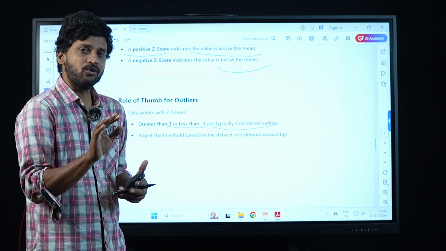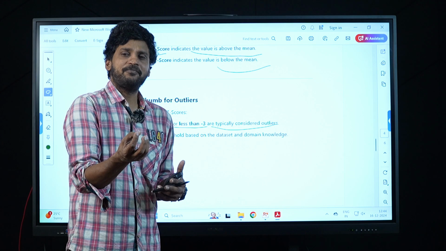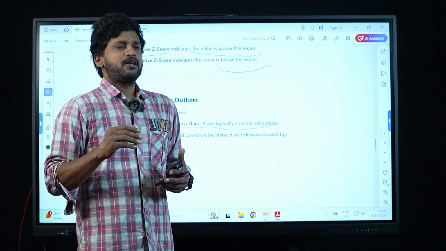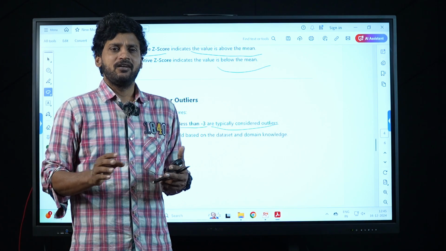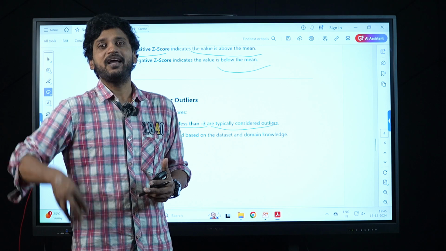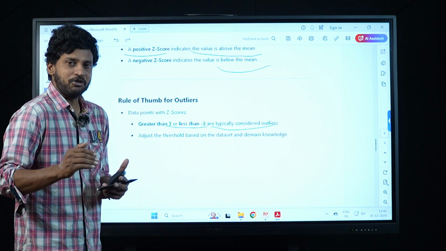So all the outliers may not be removed. In some models, they will be retained. In some models, they can be handled. Okay, outliers need not be the culprits here.